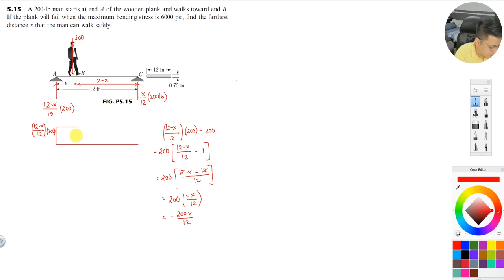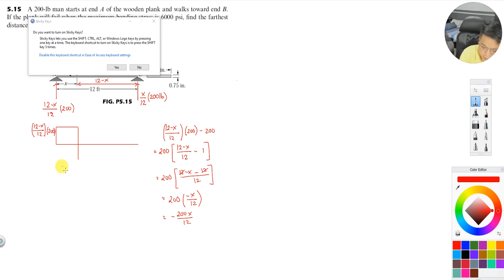Okay, so ibig sabihin pala, nag-negative na siya, so somehow nandun na, no? So that is negative 200 x all over 12. And then hanggang doon sa dulo, wala na, no? Ay, ayan, wala na. Ayun, 200x over 12, sakto, nag-0. Okay, so this is now your shear diagram.